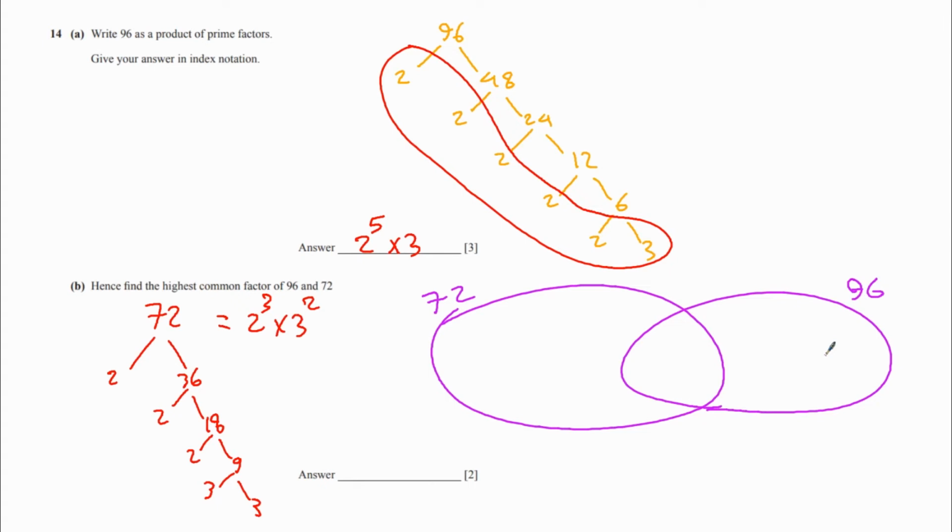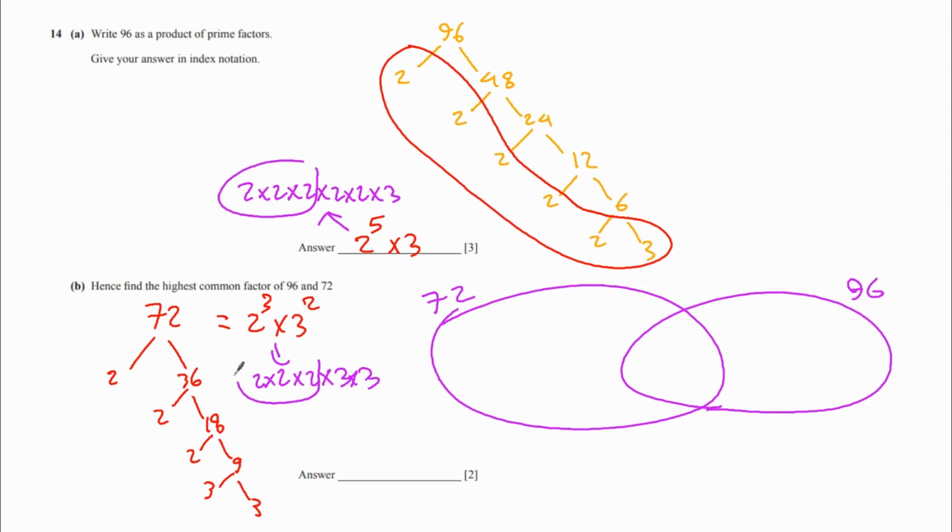So just to look at it in more detail, this is 2 times 2 times 2 times 2 times 2 times 3. This is 2 times 2 times 2 times 3 times 3. So there's 3 2's and 3 2's that they're sharing, and 1 3 and 1 3 that they're sharing. So I can write 2 and 2 and 2 and 3, the part that they are sharing. For 72, there's a 3 that 72 is not sharing with 96, so this 3 goes in here, and for 96 there's a 2 and 2 that is not shared.